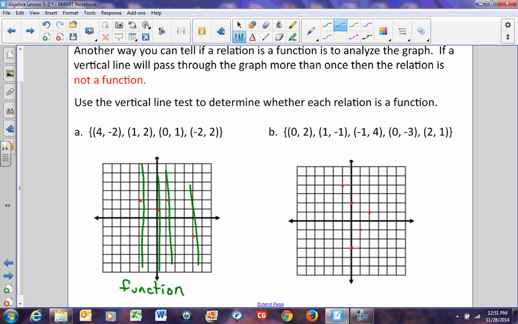Now, if I can draw even one vertical line that crosses two or more points, then it's not a function. So if I was to draw a vertical line right here, you will see it goes through two red dots. It goes through the red dot that is right here, and the red dot that is right here, which happen to be (0, 2) and (0, -3). This is not a function. It fails the vertical line test.